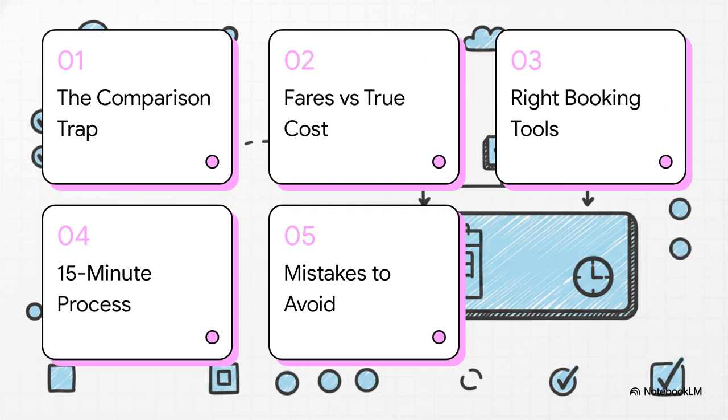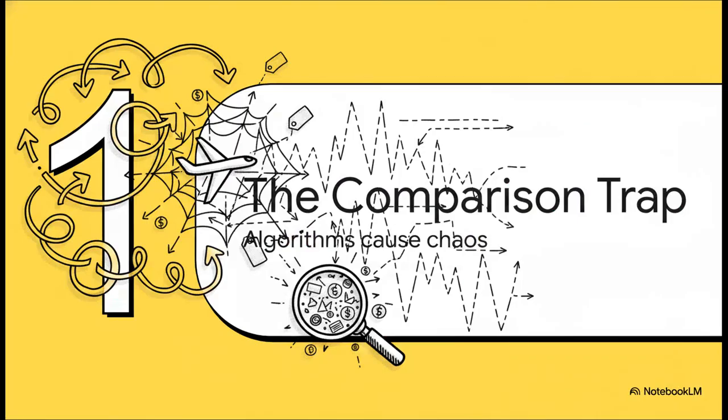So, to lower that anxiety and get you the best flights in a fraction of the time, here's our game plan. We'll start with the price comparison trap, then we'll decode headline fares versus true costs, pick the right booking tools, walk through the 15-minute booking process, and finally go over some costly mistakes to avoid. Okay, let's dive right into Section 1, the price comparison trap and why algorithms make finding flights so incredibly chaotic.